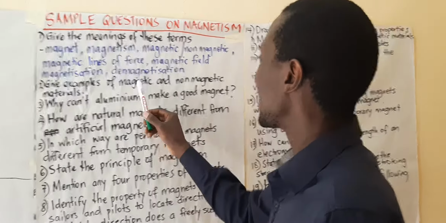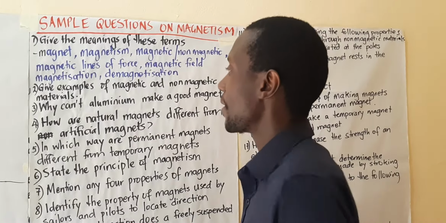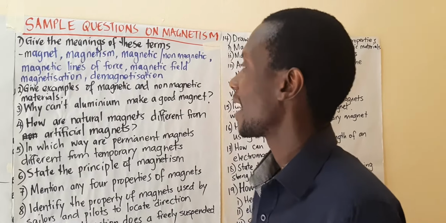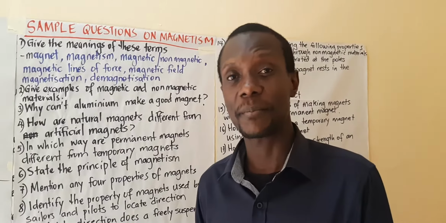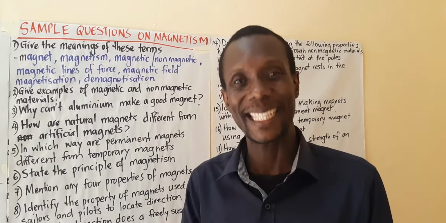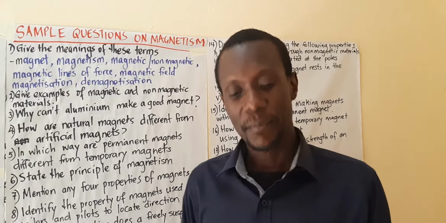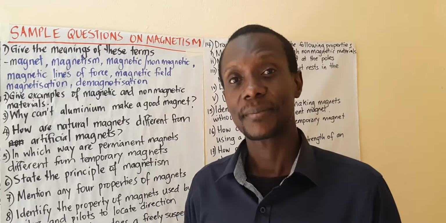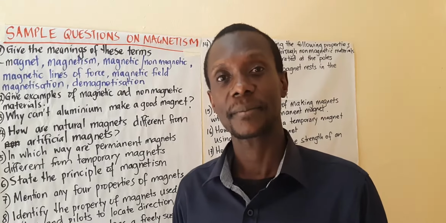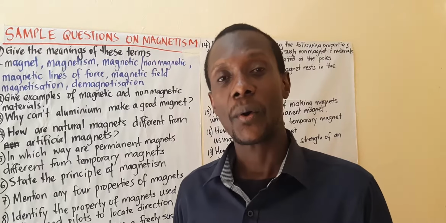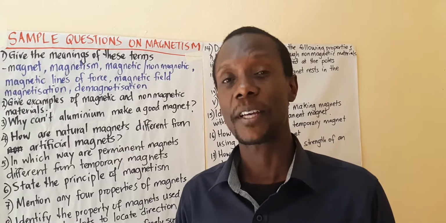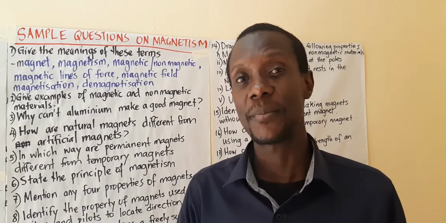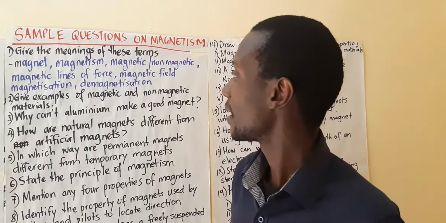Give examples of magnetic and non-magnetic materials. Let's begin with the magnetic materials. We are going to give the magnetic metals. Metals like iron, steel, nickel, alnico. Alnico is an alloy of aluminium and nickel.